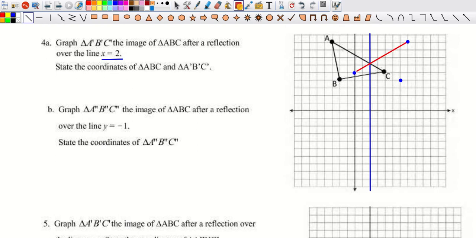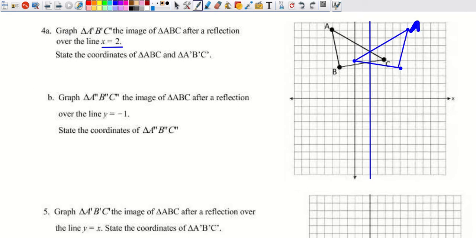We can switch colors here. Then we're going to connect our points back together into a triangle. Remember, it should look congruent. Okay, so there's same size, same shape. There's A prime. Okay, B prime went over here, and C prime went over there.